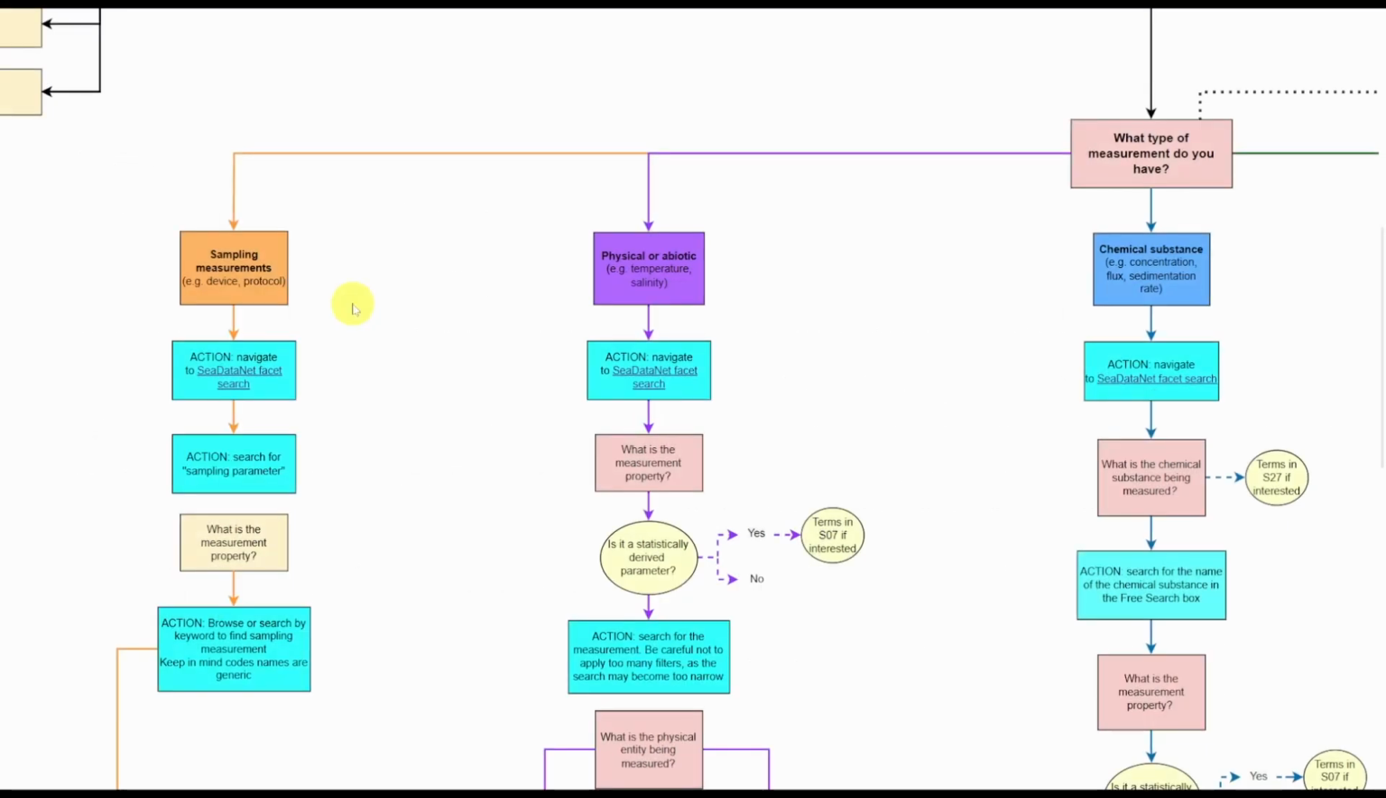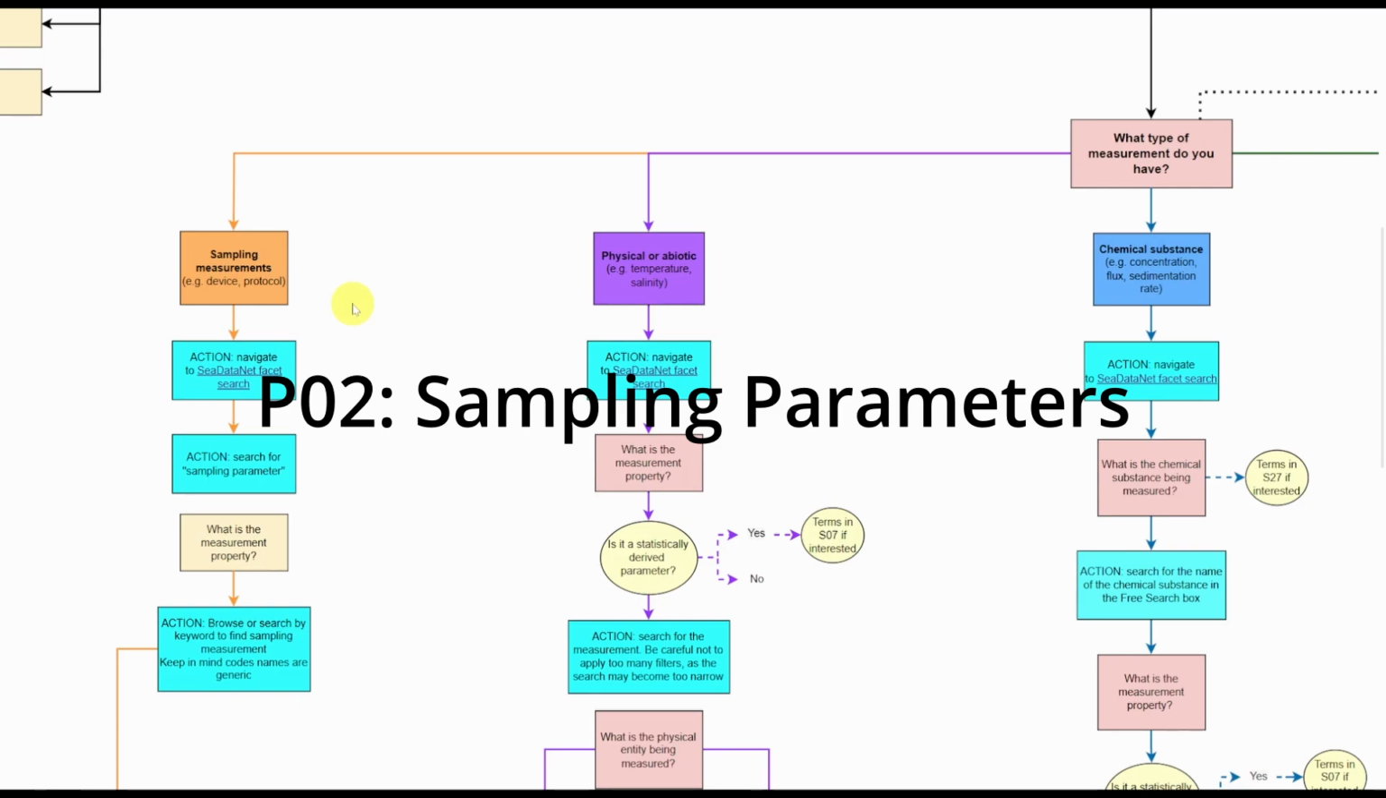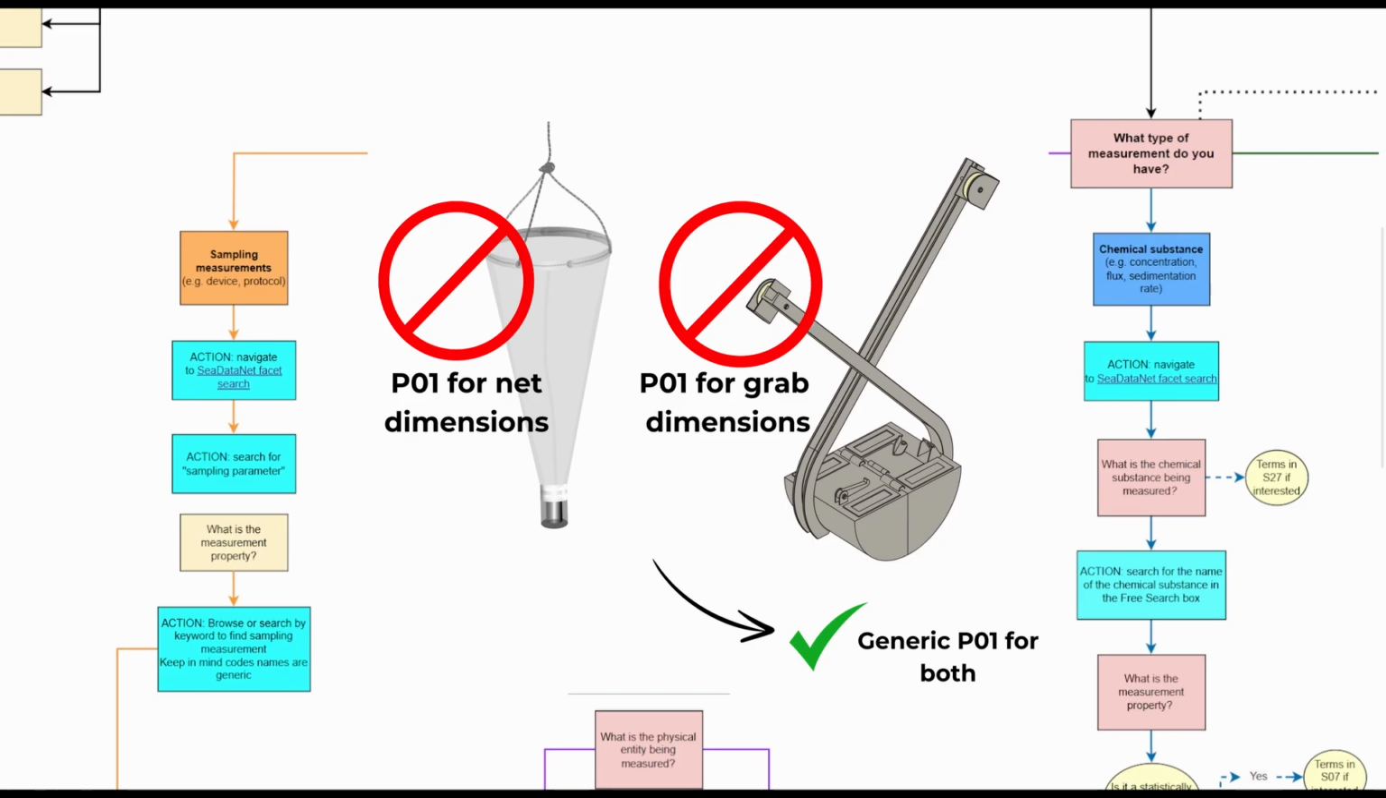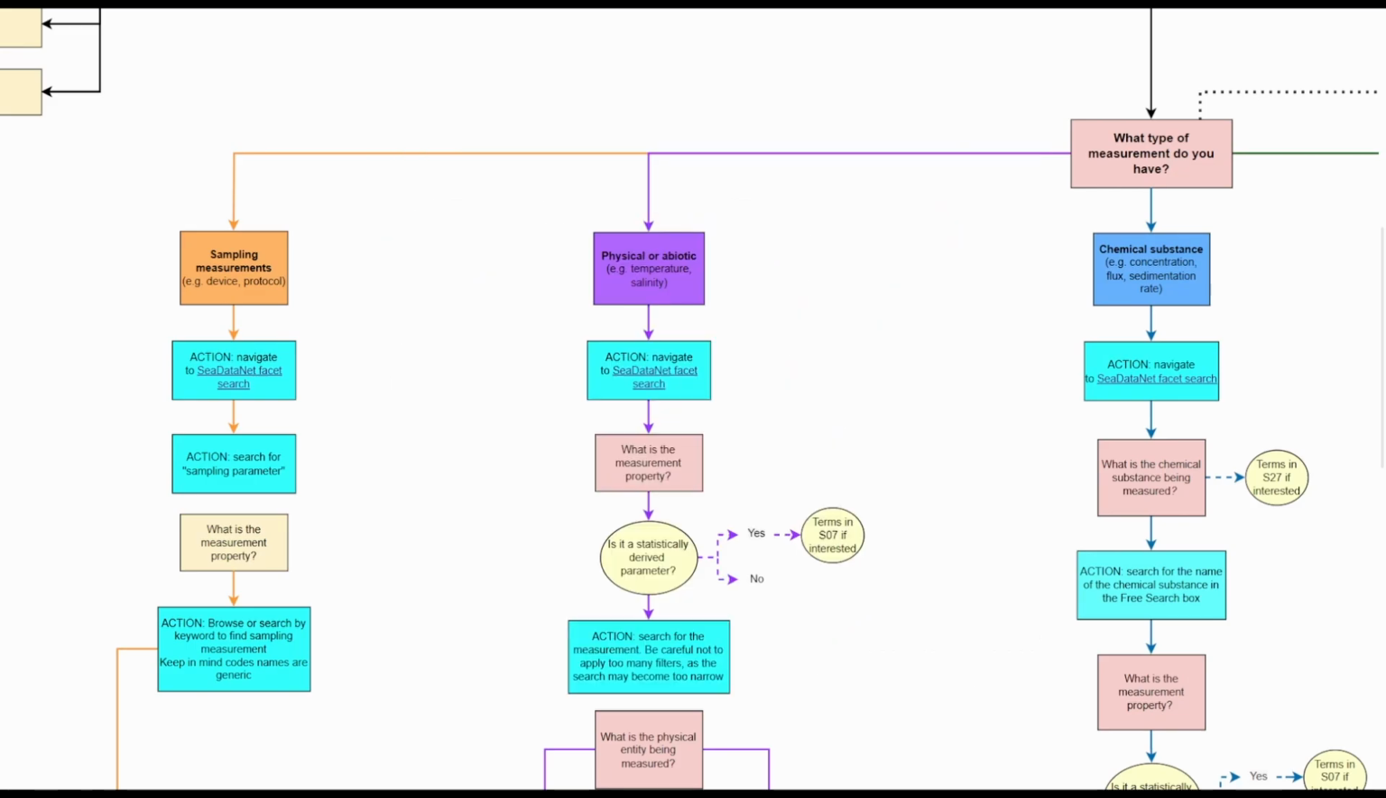We'll see that all of these measurement types should fall under the same category, sampling parameters. And this will make it easier for us to use the SeaDataNet facet search. However, it will be important to keep in mind that sampling parameter codes have more generic names in order to be able to encompass many possible related measurement types. For example, codes relating to an instrument's height or weight won't have a specific code for a net and a specific code for a grab, but rather will have a more generic name. To demonstrate this, let's take a look at an example.